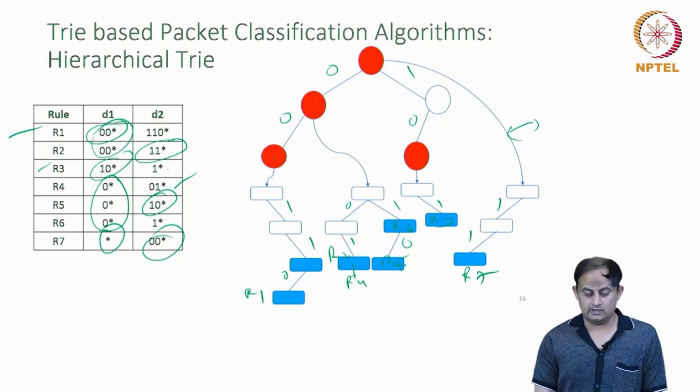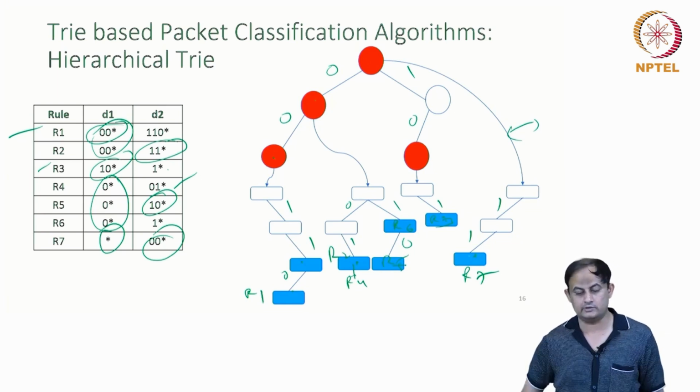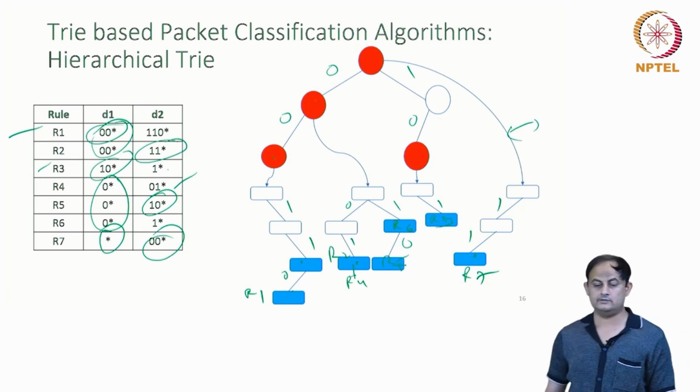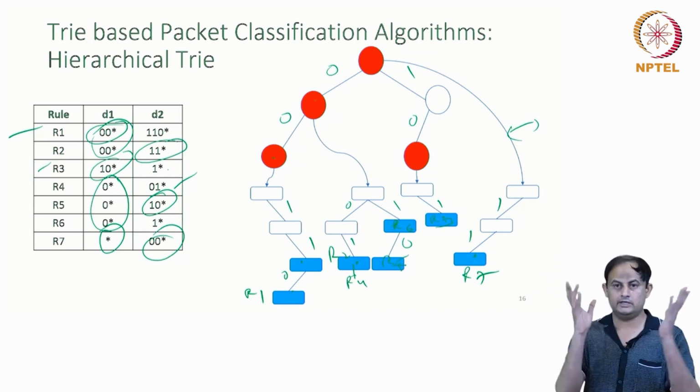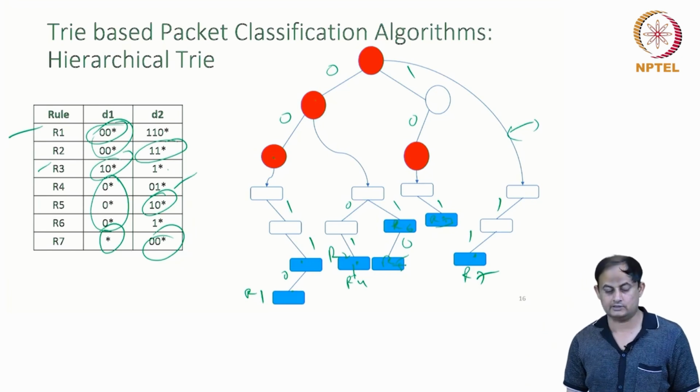So R1, R2, R3, R4, R5, R6, R7. All the 7 rules are taken care of. That's the end of it. This is how you construct the hierarchical trie for any given classifier or the set of rules.